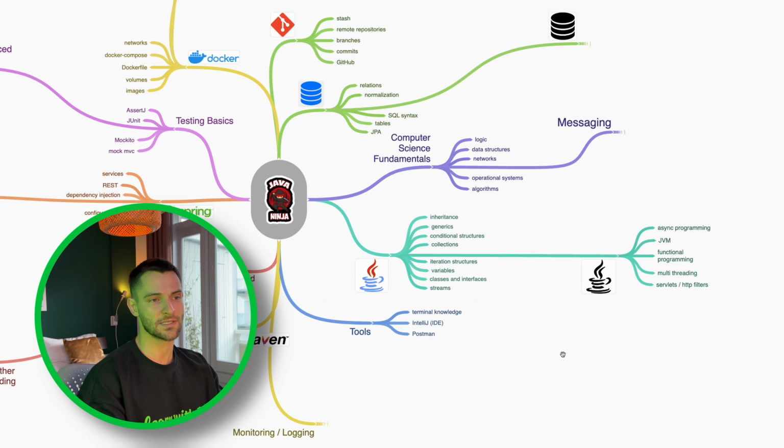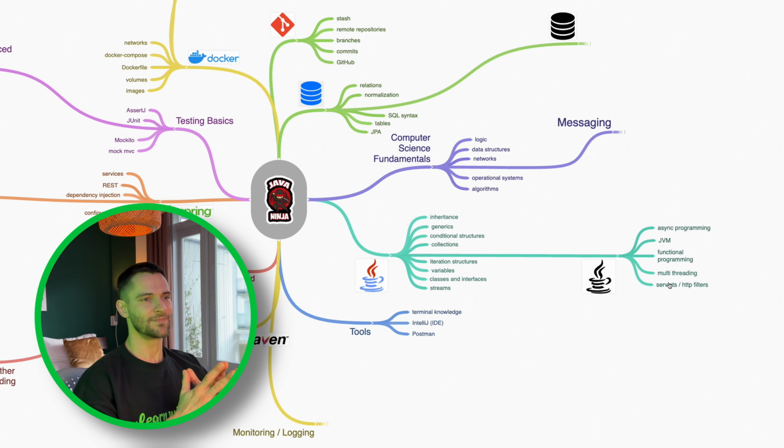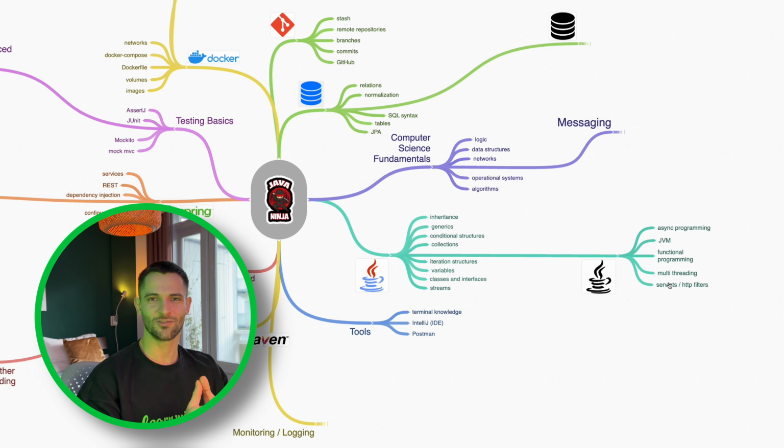Down here I have servlets and HTTP filters. Basically this is network programming, and when you're a senior developer it's good to understand how filters, interceptors, and pretty much the whole servlet API from Java, how it works, because this will make it more clear on the networking side of Java. With that said, these are the advanced topics for a senior Java developer to know.